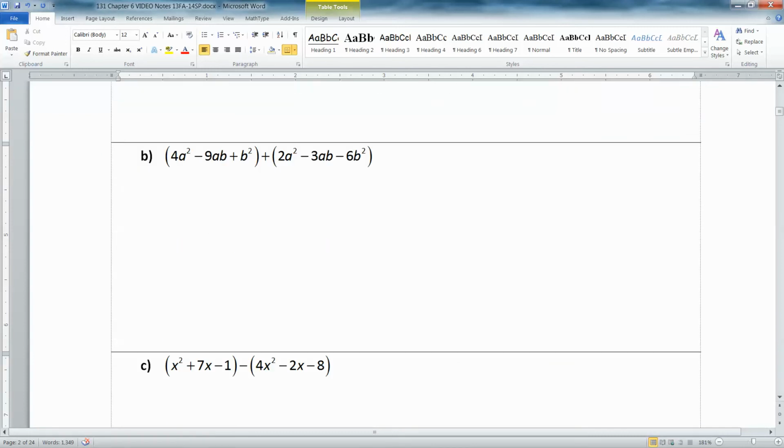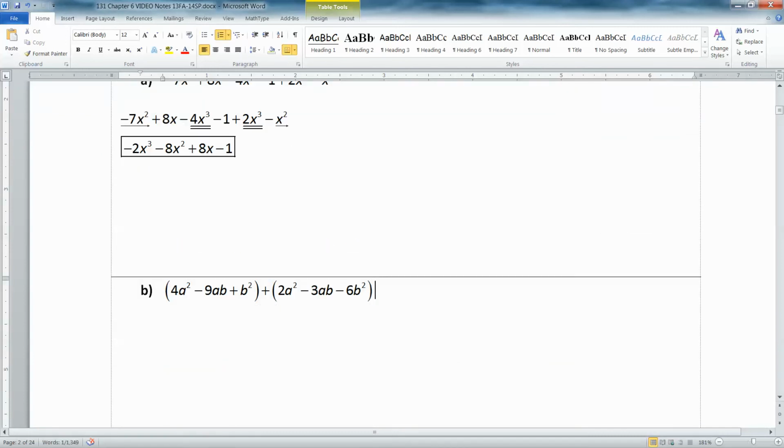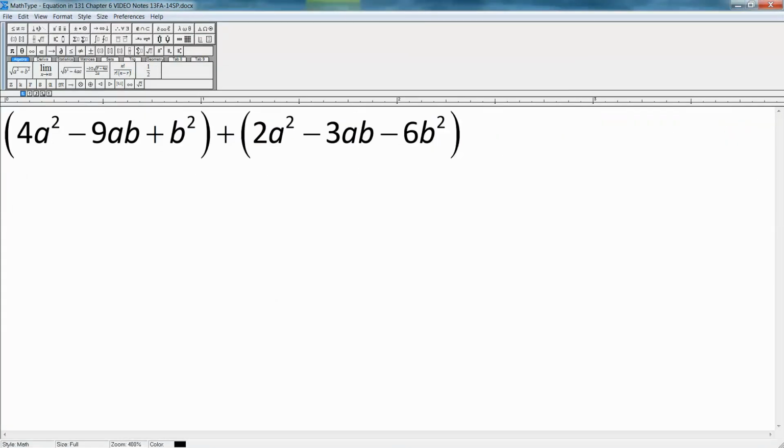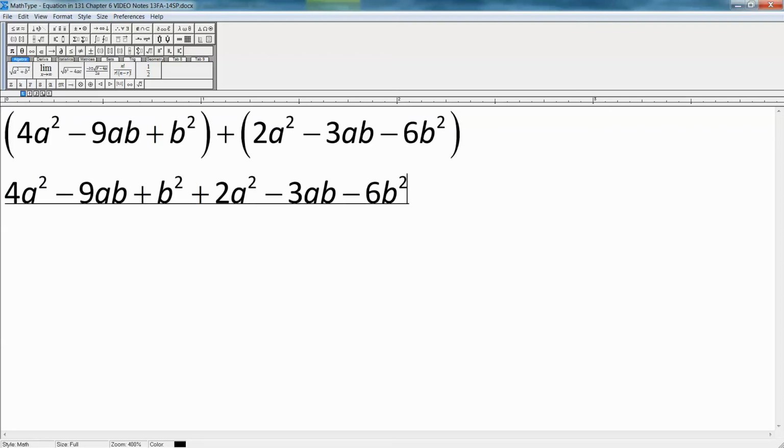Okay, let's do it again down here. So this one's a bit of a trick question when you look at it, because they put parentheses in it, but the parentheses are kind of a fake. They don't really mean anything. It means this whole side plus this whole side. But there's nothing you can do inside the parentheses, right? And the parentheses aren't really required. So you might as well have just said 4a squared minus 9ab plus b squared plus this. It didn't really make any difference to you that the parentheses were there or not there. All right, now you want to combine like terms.